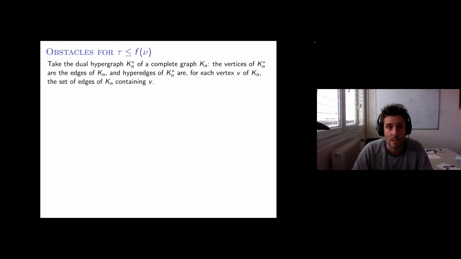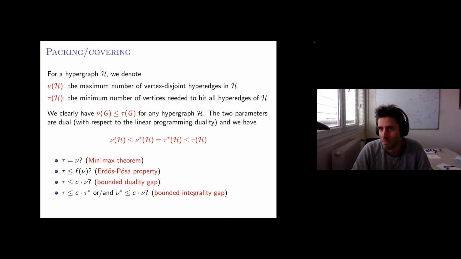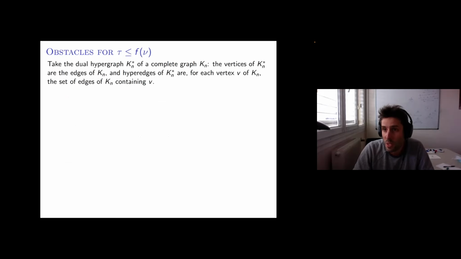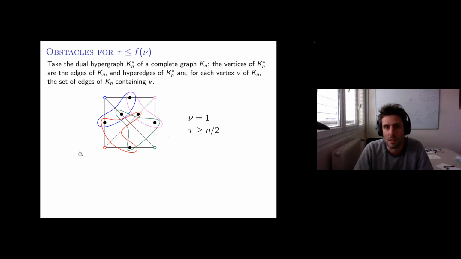Okay, a natural question is what happens when you don't have these properties. So let us see a very simple example of when tau is not bounded by a function of nu, and it will be helpful in the remainder. So let's see a nice example. You take a complete graph on n vertices, and you look at the dual hypergraph. So we take a complete graph here on 4 vertices. And what is the dual hypergraph?